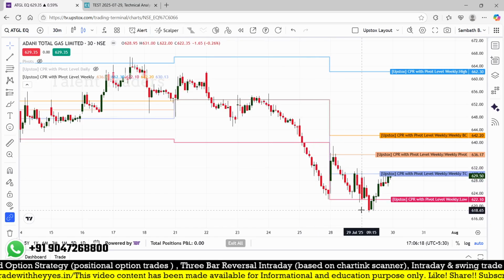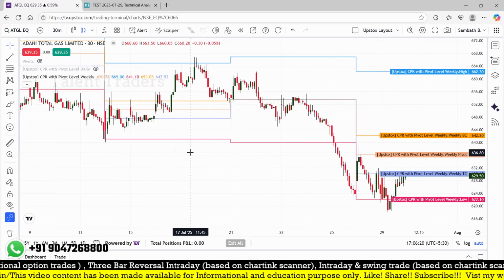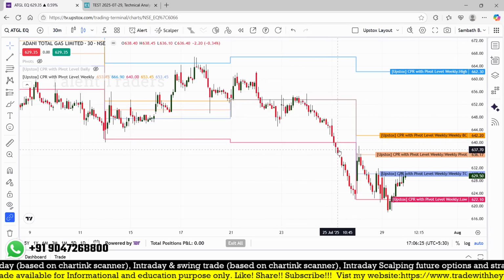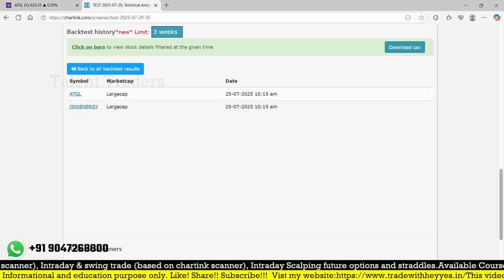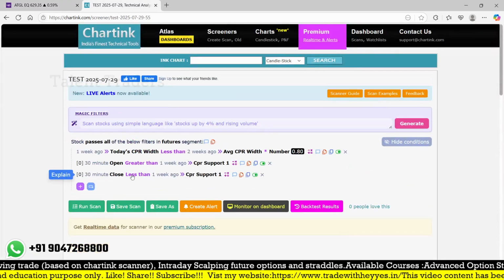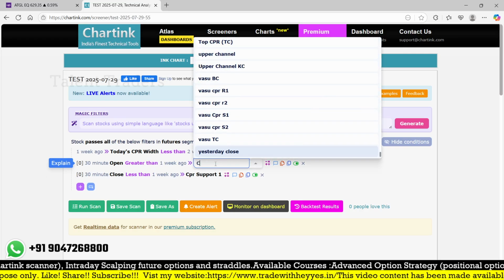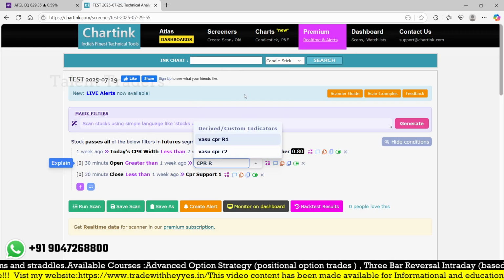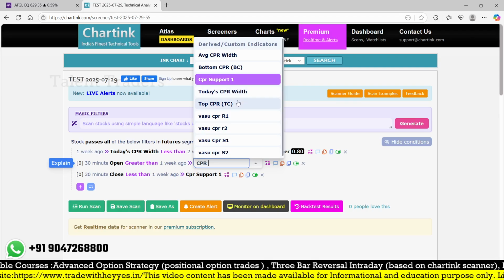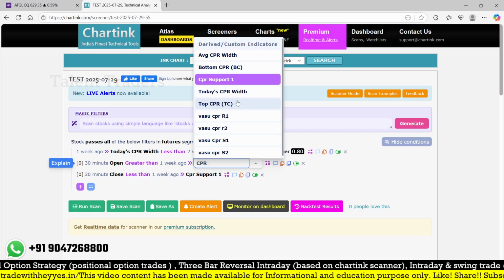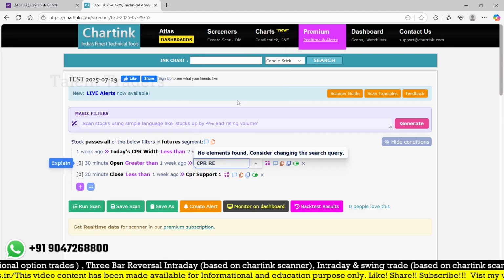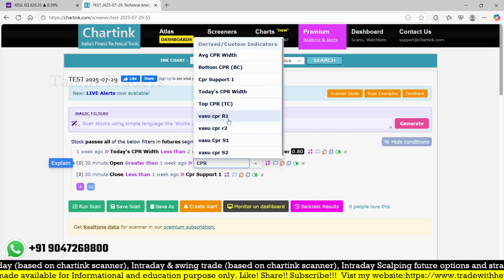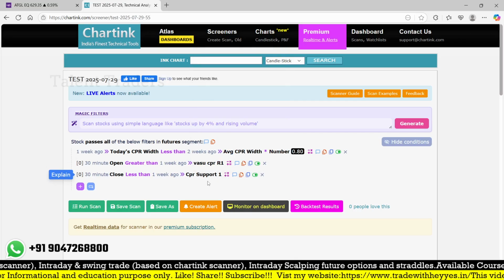So maybe I'm not discussing any strategy here. Whether the scanner works with a good move where it breaks down below the level or above the level, this will help you to fetch stocks which are forming it. So in case of R1, CPR resistance, support one is there. I think it means not the CPR resistance, R1. Okay, let me try with this.